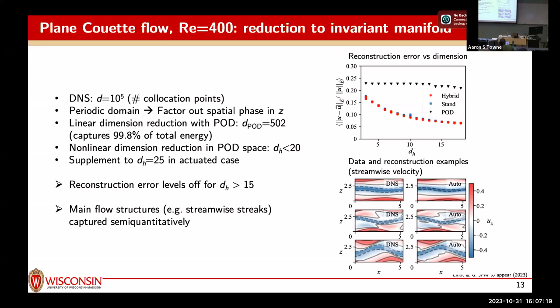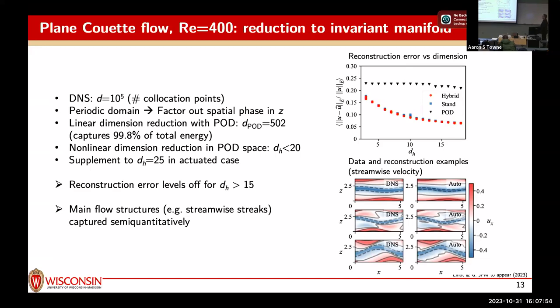If you're in turbulence, we're using POD. If you're in data science, we're using PCA. They're the same thing. So linear dimension reduction gets us down to about 500 degrees of freedom with 99.8% of the kinetic energy maintained. That's our rough cut, to get rid of the stuff that really barely matters. And then we use this autoencoder framework, and in that case we go down to dimensions of the hidden layer, the internal layer, of less than 20.